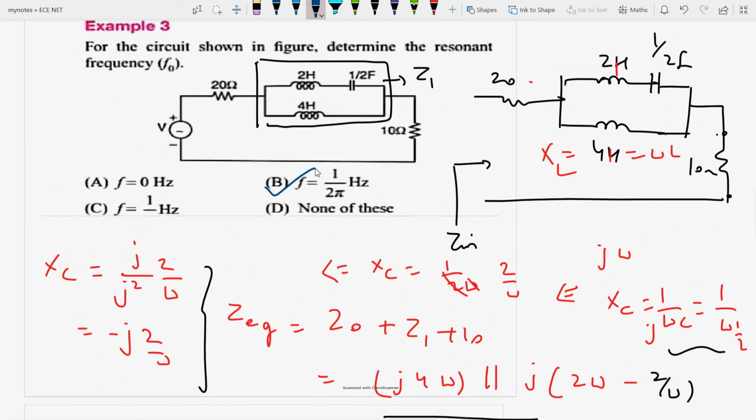You have to be very careful. This is an MCQ, an objective question.